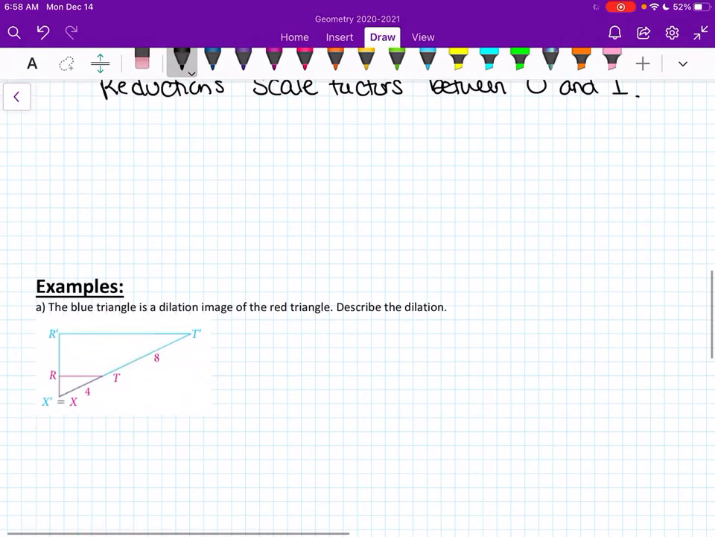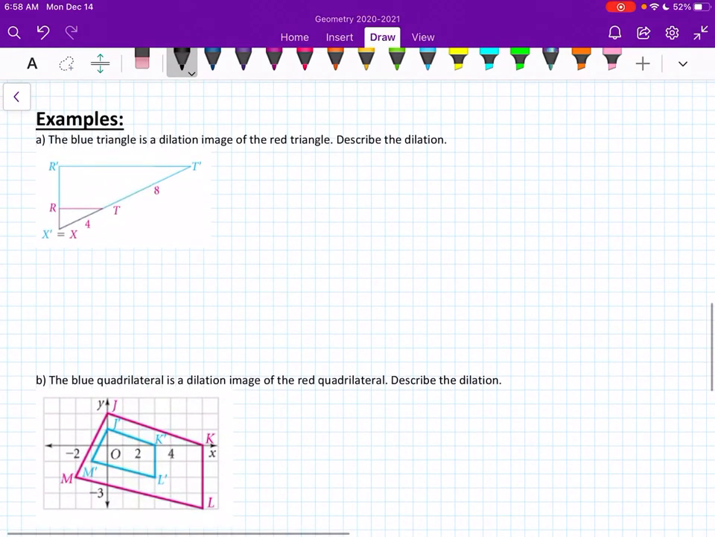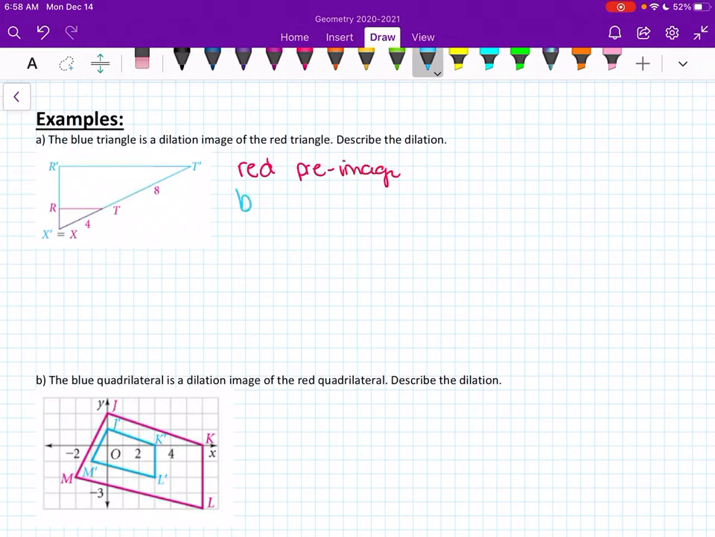All right, let's do some examples. So our first example A says the blue triangle is a dilation image of the red triangle. So the red is our pre-image. The blue is our image. And it says describe the dilation. So when I want to describe a dilation, what I'm talking about here, remember, is those two pieces. I want the center and the scale factor.